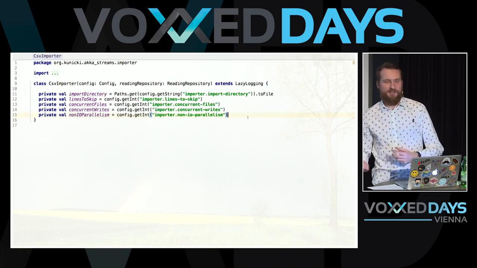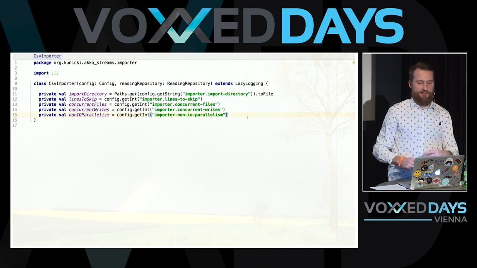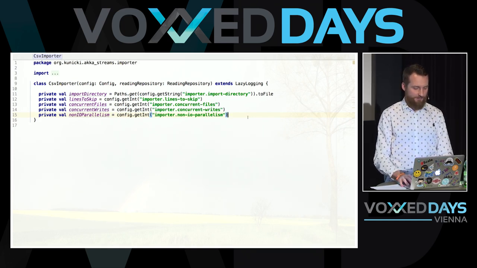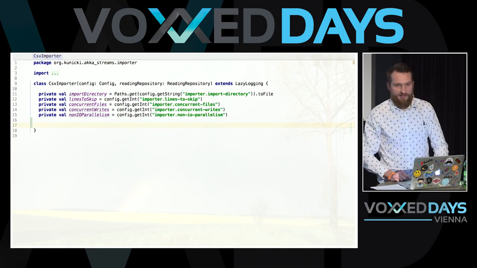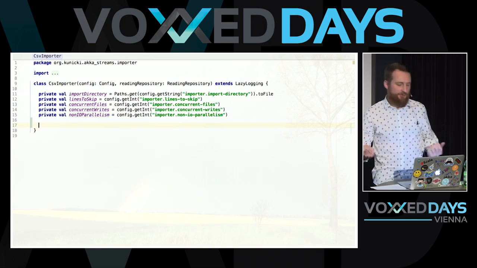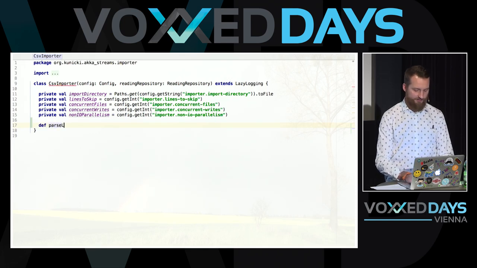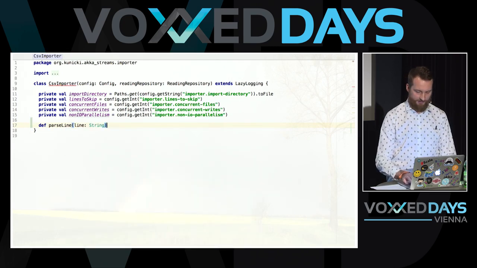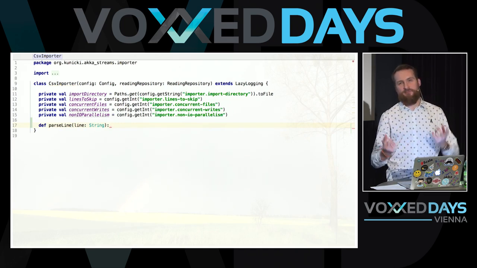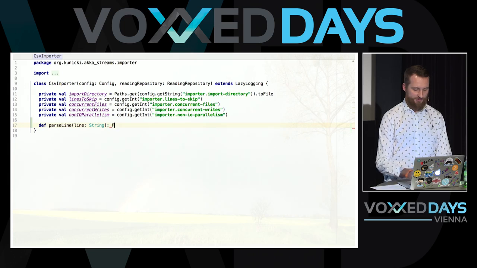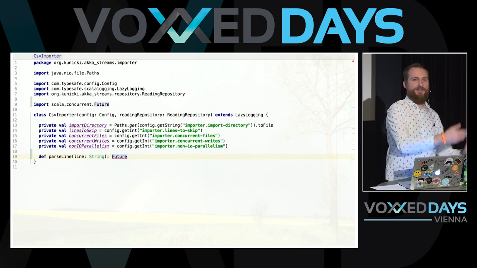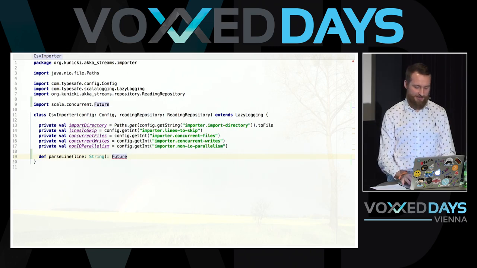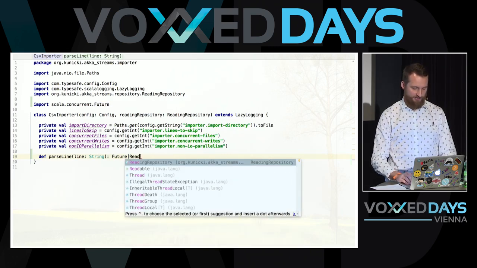Okay, so we have our CSV importer class, which has some configuration parameters that I will describe later as I'll be using them. So in our file processing code, the first thing we may need to do is, when we get a single line, parse it somehow to our domain model. So we'll define a parseLine method, which would take a line, and the line will be a string. And we'll be processing the lines in some asynchronous fashion. So in Scala, if you want to declare that you're doing something asynchronously, you use a Future as the return type. So a Future is basically a value, but a deferred one. You may not get it immediately, but sometime you get it. And we'll be returning a Future of Reading.